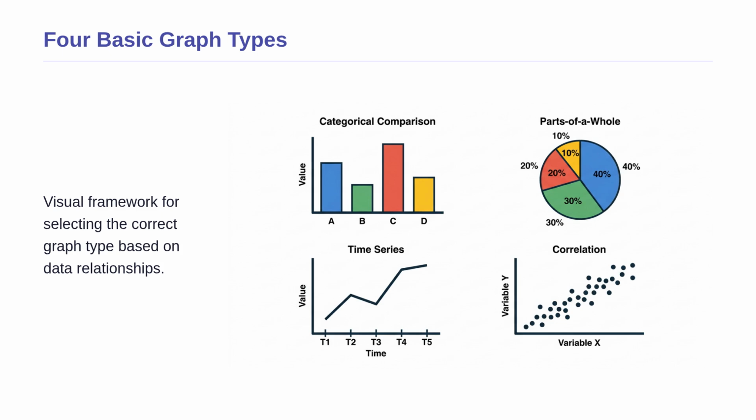On the bottom left, the time series line graph connects data points over time, making the upward trend visually obvious. Finally, on the bottom right, the scatter plot maps two different variables against each other. The pattern of the dots clearly teaches us whether a strong correlation exists between those variables.